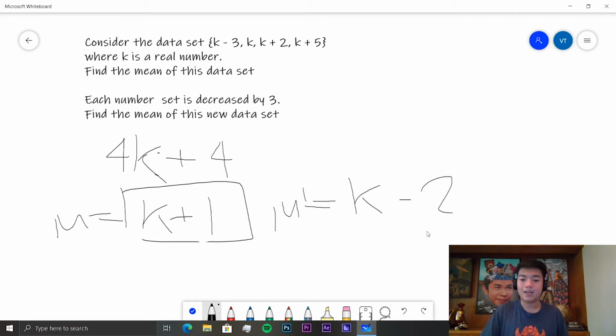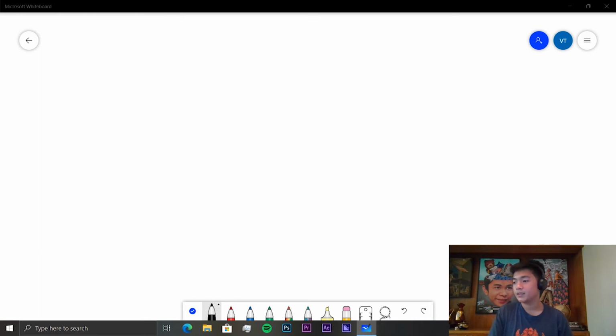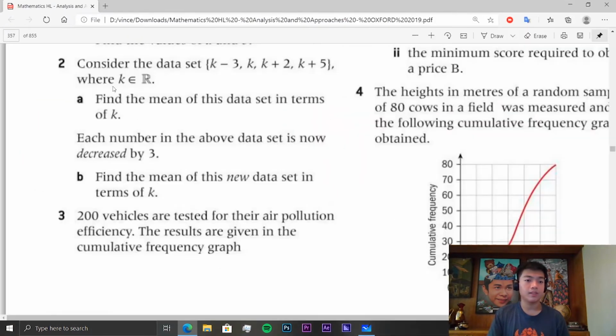Let's move on to an actual cumulative frequency question. What we have is, I'm going to show the graph here because it's pretty hard to draw out. So there we go.